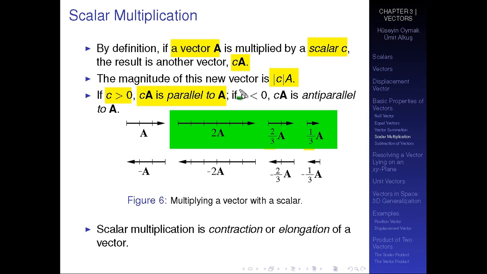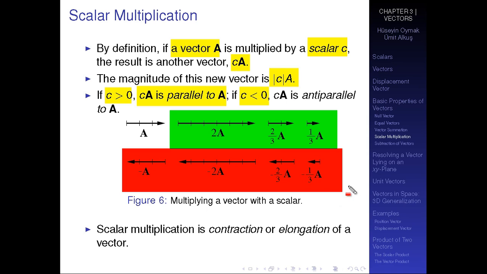If C is negative, say -1, -2, -2/3, -1/3, then C times A is antiparallel to A, as shown in this figure. For both cases, we can interpret the scalar multiplication as contraction or elongation of a vector.